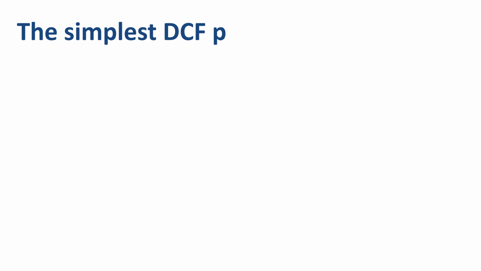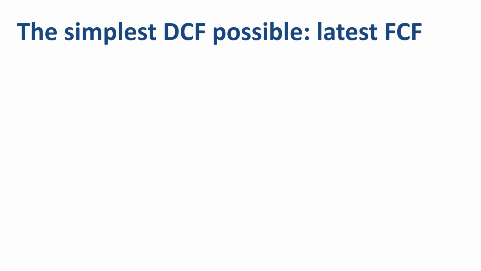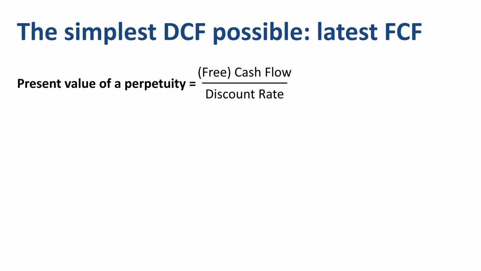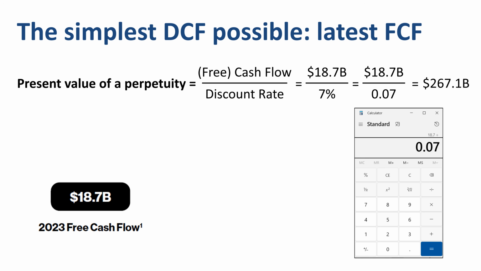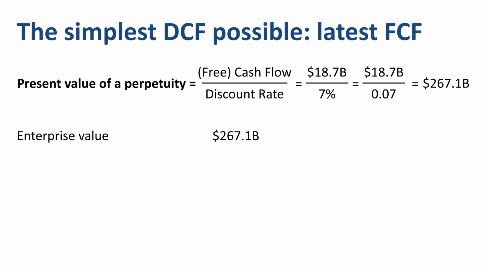Here's how the simplest discounted cash flow analysis works. Use the formula for the present value of a perpetuity. What if the latest actual free cash flow that was realized continues from now to eternity? Take the free cash flow in the numerator and divide it by the discount rate in the denominator. Using the numbers in our Verizon DCF case study, $18.7 billion divided by 7%, which is $18.7 billion divided by 0.07. Punch that into your calculator and out comes $267 billion. This outcome is what is commonly called the enterprise value of the company.